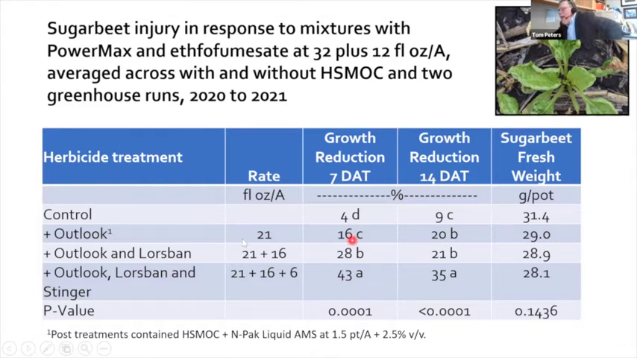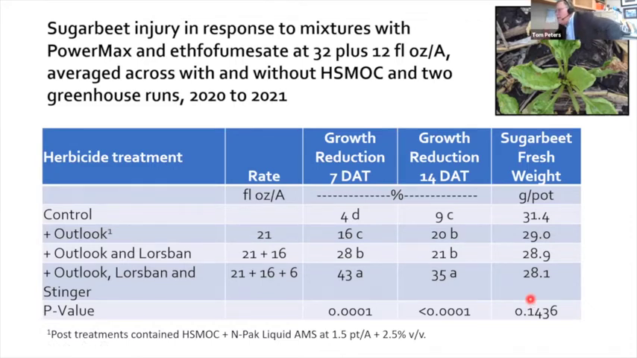So when we added Outlook, I saw a little more growth reduction, okay? But when we added an insecticide, Stinger, to that, we saw a dramatic increase in injury. Now, the good news is that injury is transient. It goes away. You can see that there was less at 14 days. And when we harvested the tissue and weighed them, we didn't see any statistical difference. All of these numbers are the same using statistics.